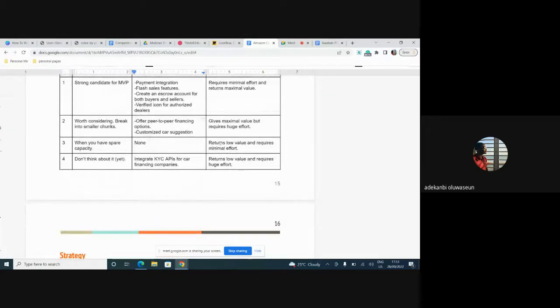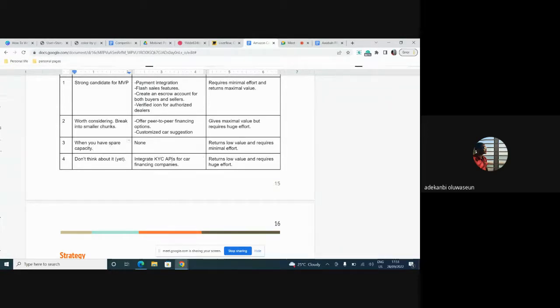The third one says features that return low value and require minimal effort. So if your team has spare time, for instance, you've built a couple of things and there's free time to work on something, then this is something you will now want to consider.